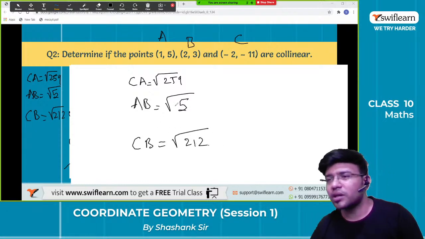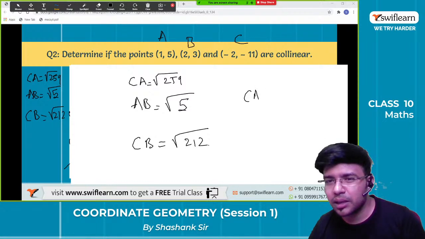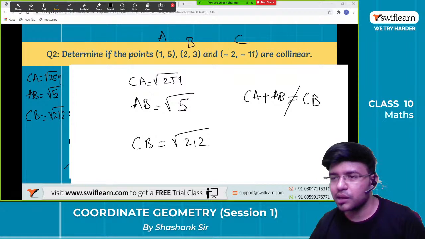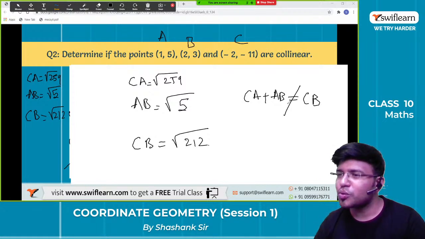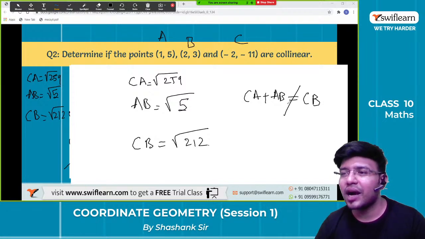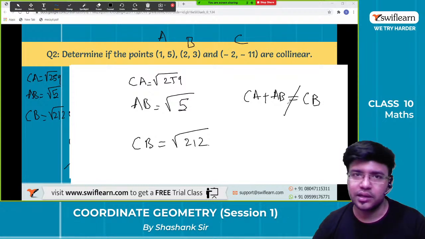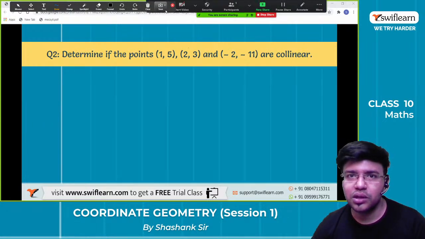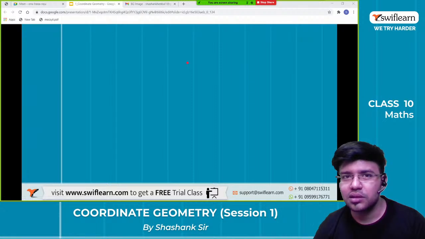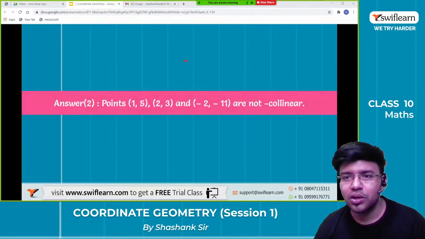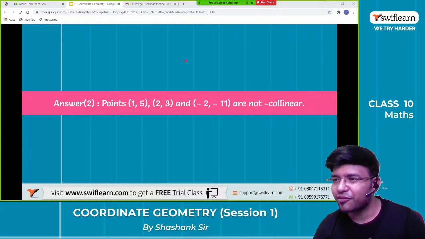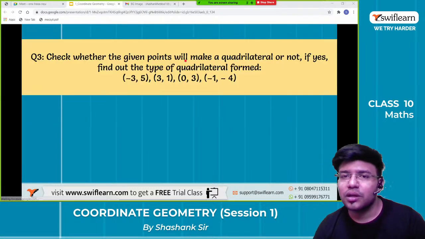What does this mean? CA plus AB is not equal to CB. So all these 3 points A, B, C or C, A, B, they are not collinear. This is what the answer is. What is the answer? All these points are not collinear. Yes, we have got the right answer. Any doubt so far?